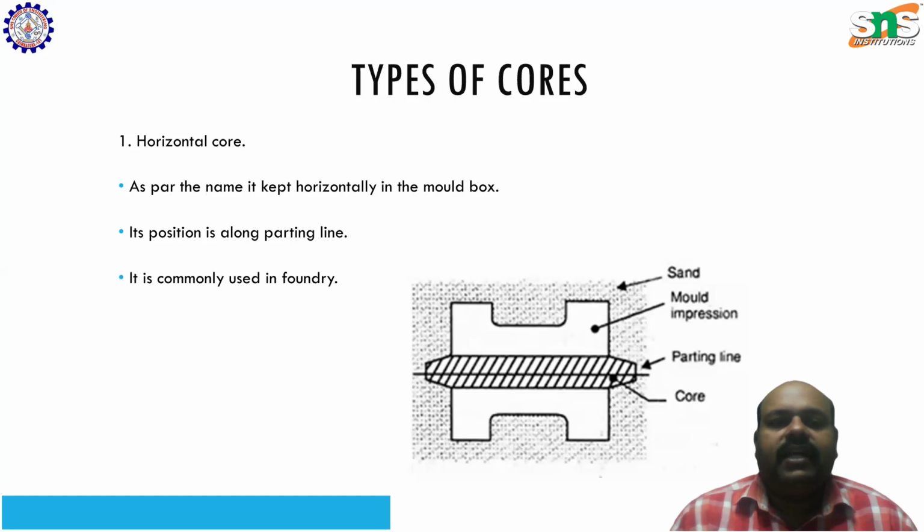As per the name, it is kept horizontally in the molding box. So we have a cope and drag box here, and there is a mold impression, and there is a parting line, and we have core which is placed here. Maybe it may be a coupling or a shaft with a hole. So its position is along the parting line, and it is commonly used in foundry.